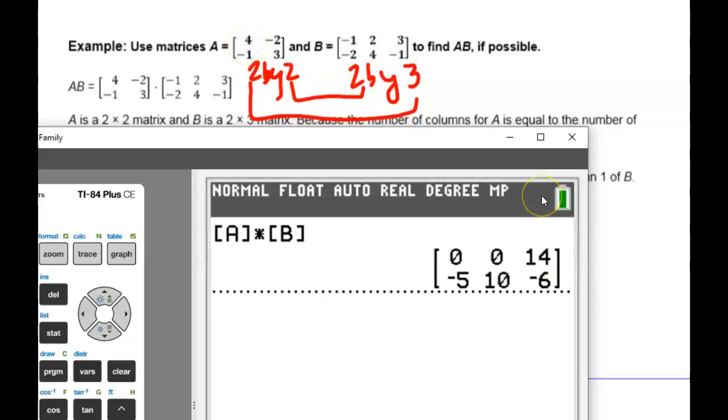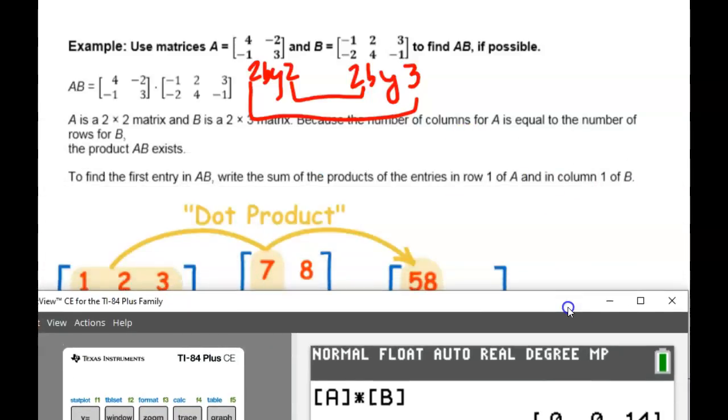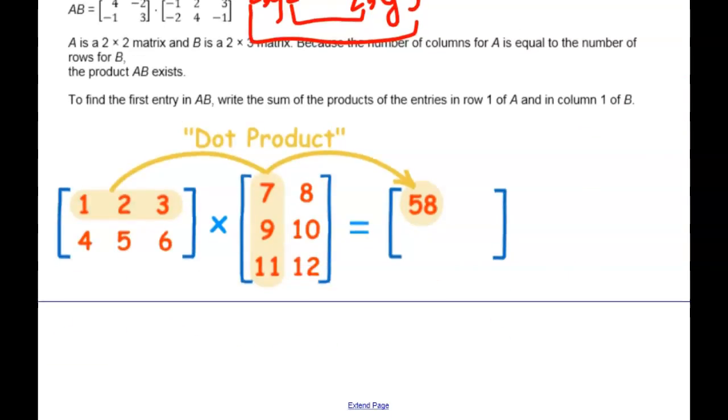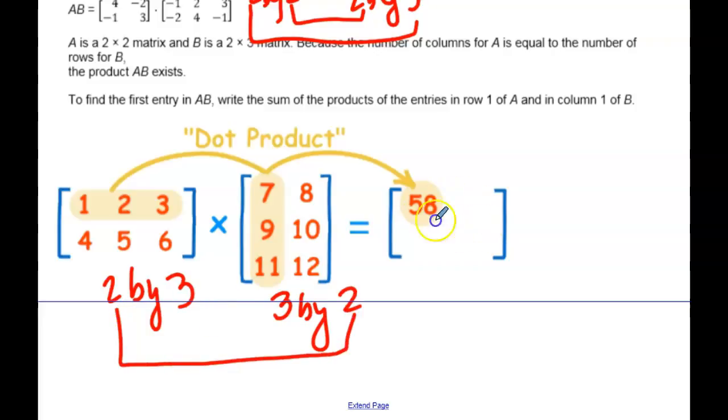Again, it was row times column, but I'm never going to ask you to do one by hand this year. We don't have time, so we'll leave it. I can show you one more time here. This is how they do it. If it was a 2 by 3 times a 3 by 2, it will work and you will get a 2 by 2. So they did 1 times 7 plus 2 times 9 plus 3 times 11. And that's where they got this 58. And then you would do 1 times 8 plus 2 times 10 plus 3 times 12 to get this number.